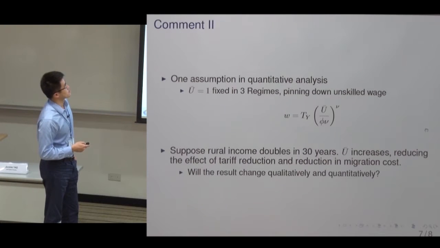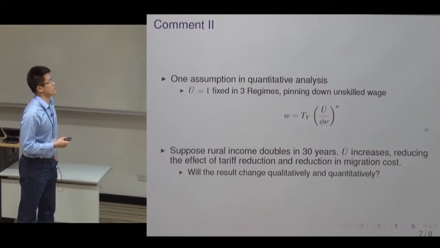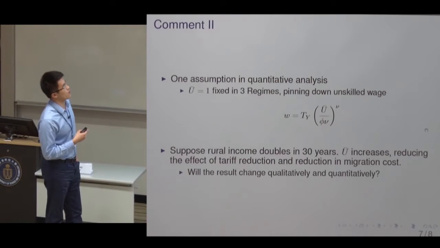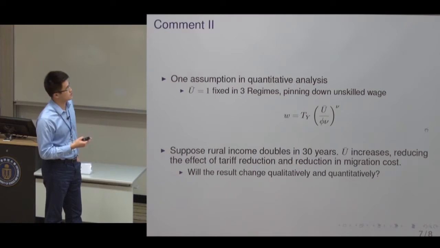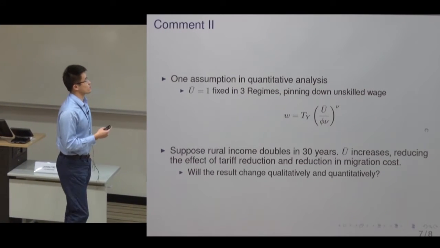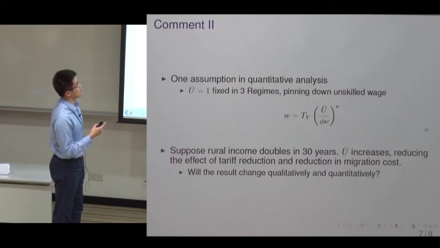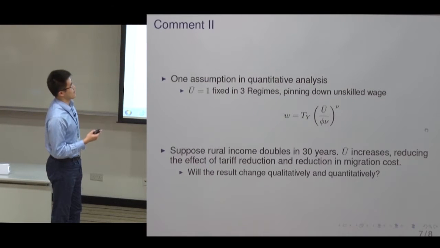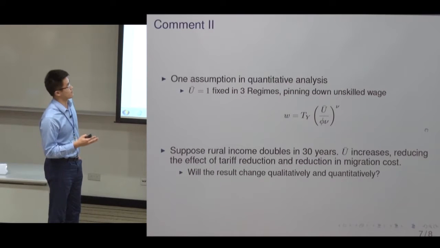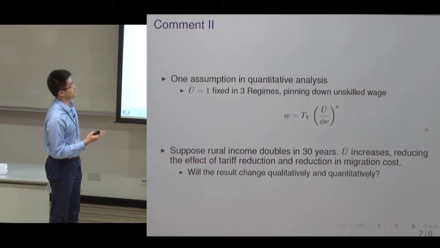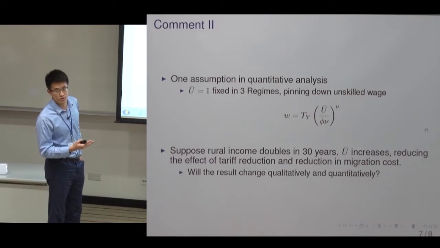The second comment that I have is that one assumption in the quantitative analysis is that U bar is fixed. U bar is the utility value in rural areas. And because U bar pins down the wage of unskilled labor, suppose U bar can change over time. Suppose that rural income doubles in 30 years and U bar increases. That's going to counteract some of the effect of tariff reduction and reduction in migration cost.